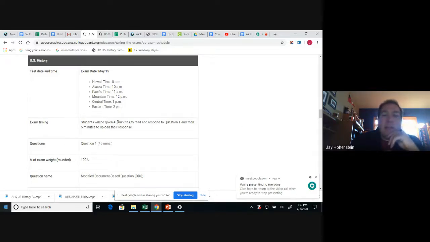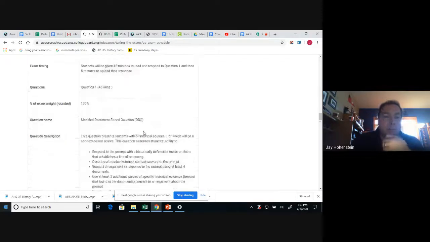You can see the timing that they're doing. They're going to shorten the time that you have to read and respond to the DBQ. You've got 45 minutes to both read the DBQ and write it. And then you're going to get 5 minutes afterwards to submit. They're going to have a timer on the screen. They're going to give us some simulation stuff to be able to play around with this. It's a 45-minute test, obviously.